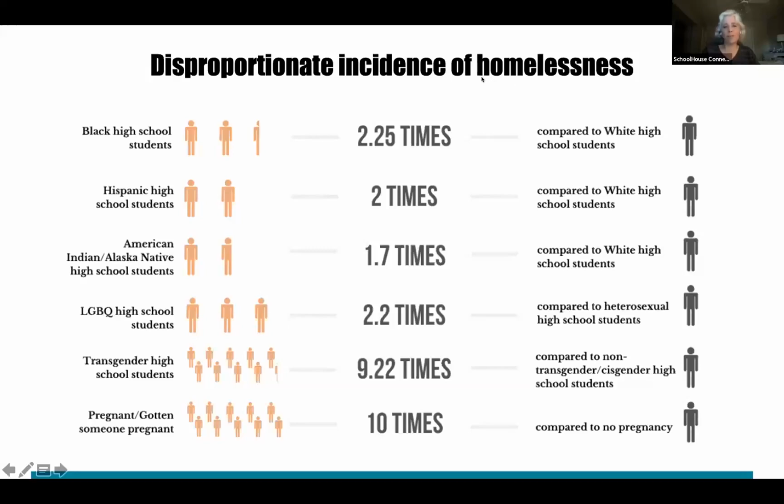But also we could identify disproportionalities. And no surprise here at all, we know that homelessness does not affect every population in the same way. So we were able to identify that students of color were, more or less, 2 times more likely to experience homelessness than white students were.